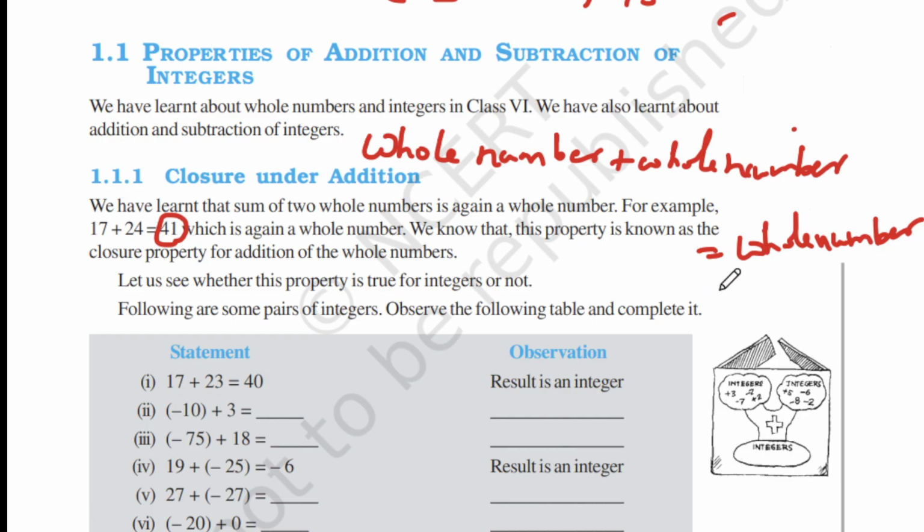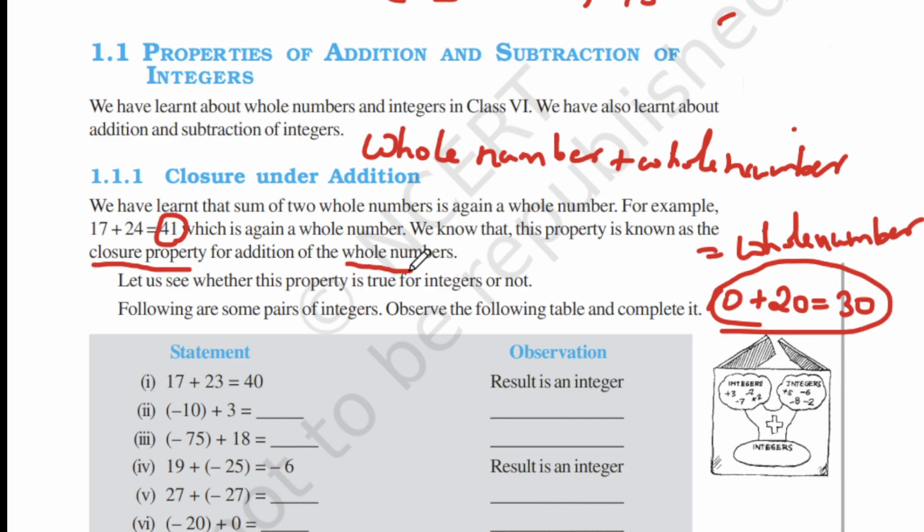So let's give one more example. For example, 10 is a whole number, and when you add 10 plus 20, which is another whole number, you get 30, which is another whole number. Okay, so this property is known as the closure property for addition of whole numbers. These kinds of questions you will get for 1 mark.